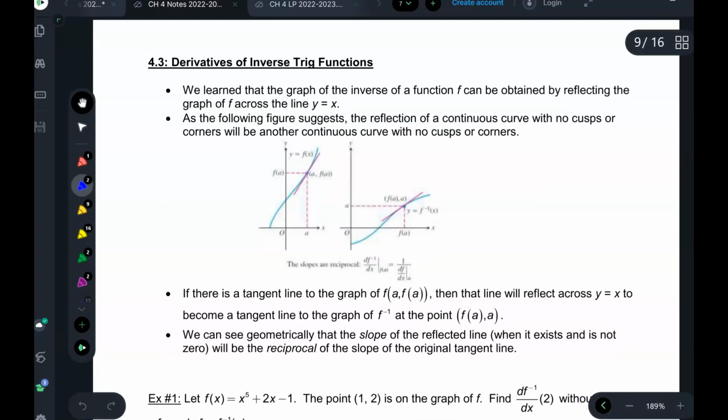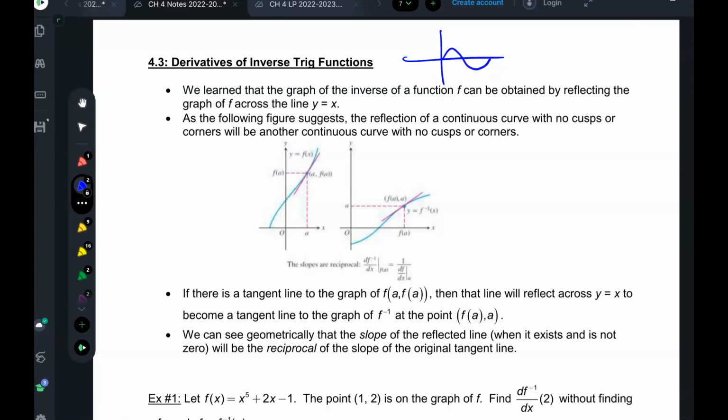So for example, take sine, right? Oh, that's a really bad sine. Sorry about that. I know, it was bad, right?